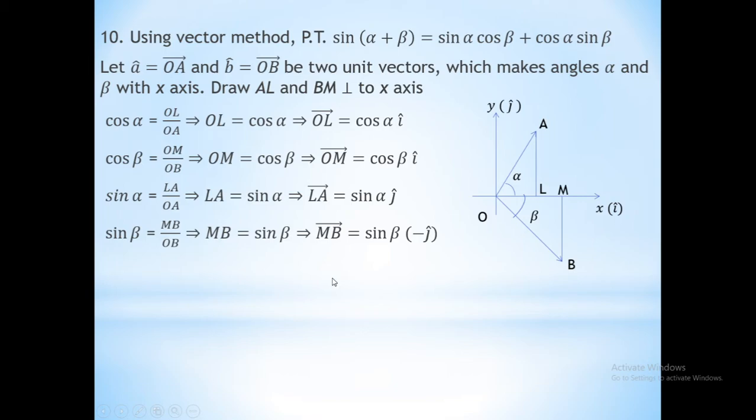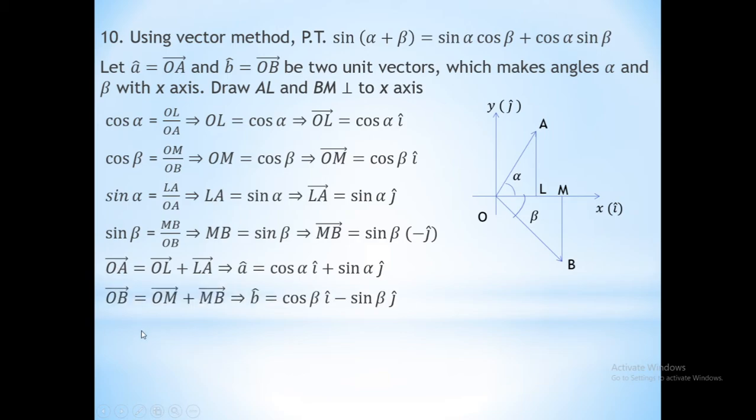Previously we had cos. Cos means always dot product. Sin means always cross product. So I have to find the cross product. Before that we will find the OA vector and OB vector in the same manner. OA vector is the same, which is A cap equal to cos alpha i cap plus sin alpha j cap.